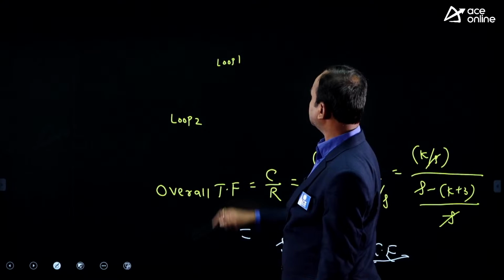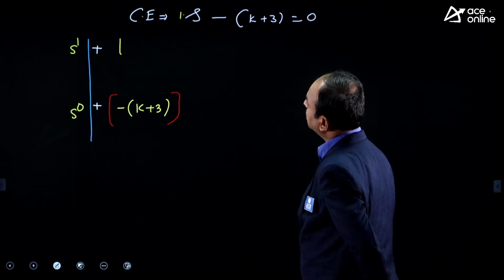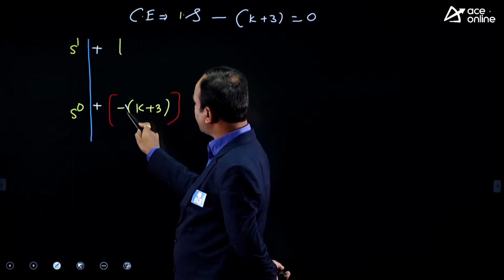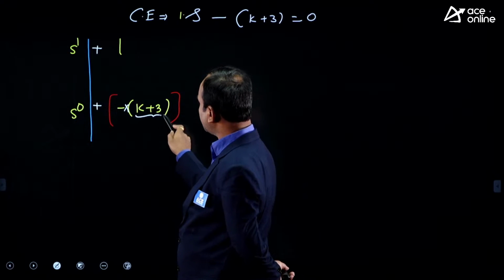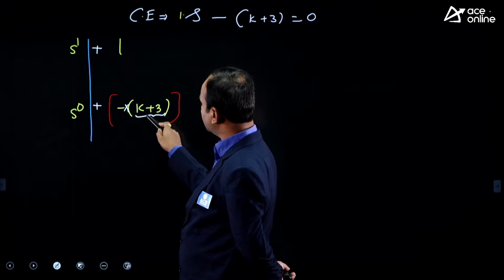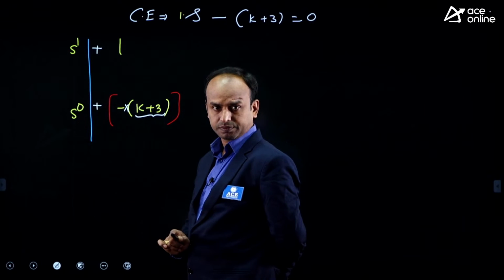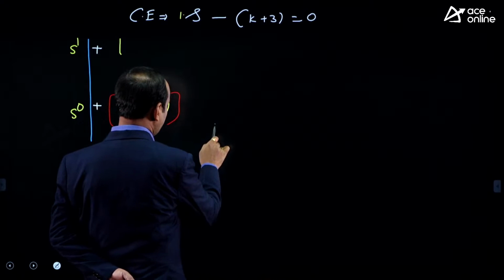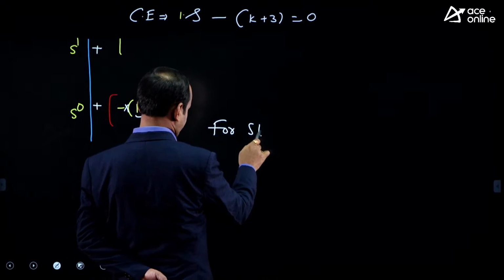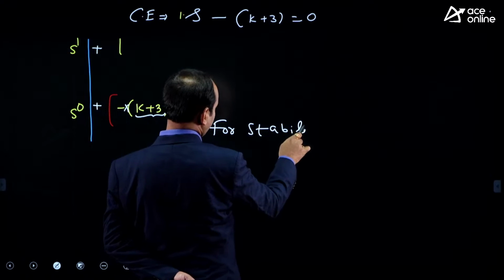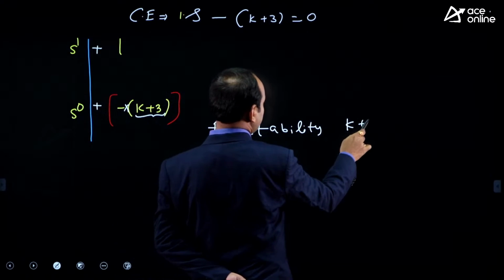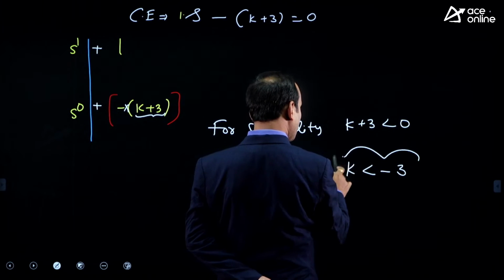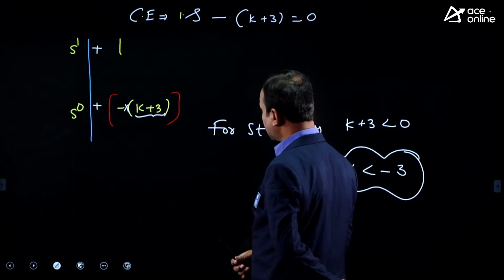What is the condition for stability? So both should be positive, but the inside of the bracket is negative. So from this term you have to generate one more negative, so the negative becomes positive. So for stability, the K plus 3 value should be less than 0, dear. So the K value should be less than minus 3. It is the perfect answer. K less than minus 3.